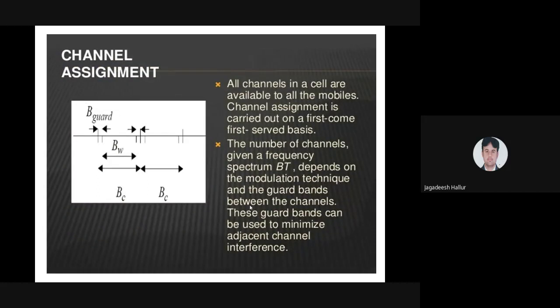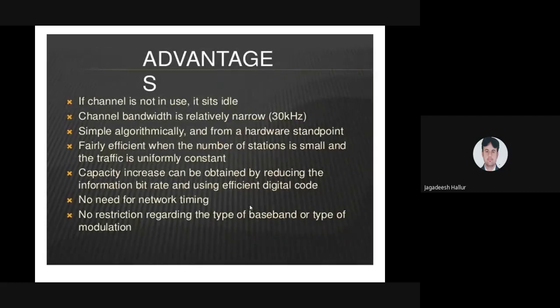In channel assignment, how do they assign a particular channel? The channel is assigned on a first come, first serve basis. So in between two frequency bands, there is a guard band. Advantages: if the channel is not in use, it sits idle. Channel bandwidth is 30 kilohertz. No timing is required. That is one of the advantages.